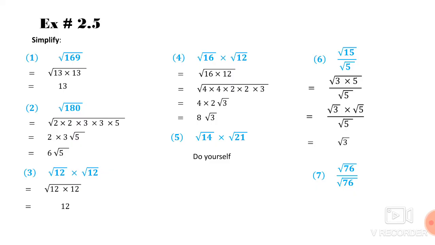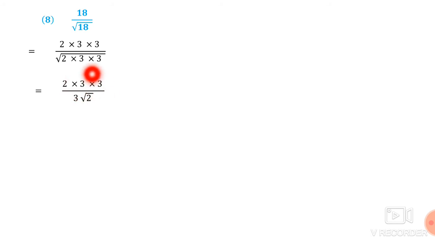Part 7, you have to do it yourself. Part 8, according to the property, you can directly apply the property here, or you can solve it completely. To solve it completely, we will find the factors of 18, which is 2 multiply 3 multiply 3. Again, factors of 18 will be 2 multiply 3 multiply 3. Numerator will be written as it is. In denominator, this 3 will be taken outside the radical sign because it will become 3 square, and square and radical sign will be cancelled out. So this will be 3 square root 2.